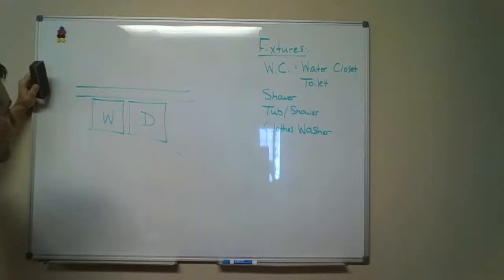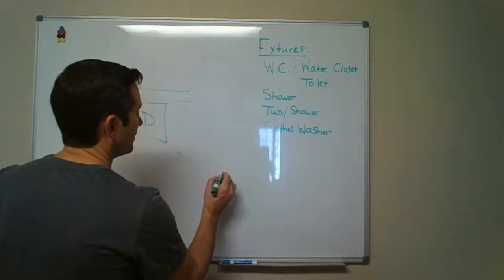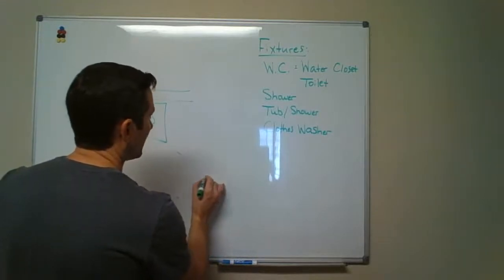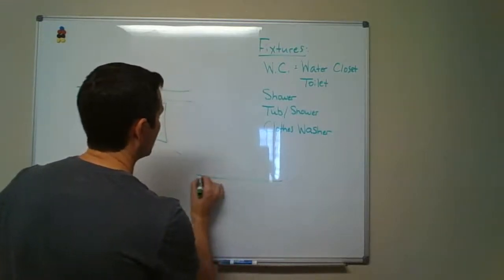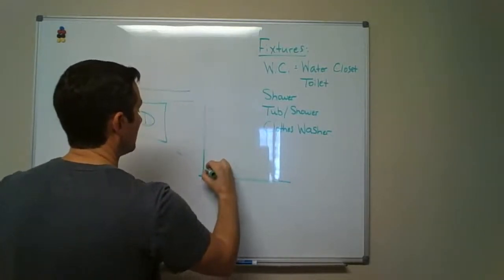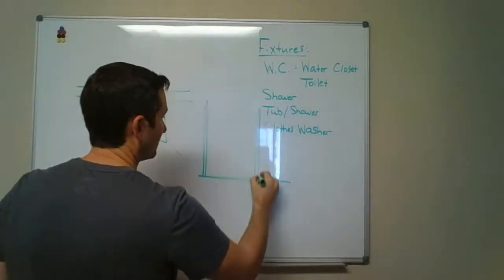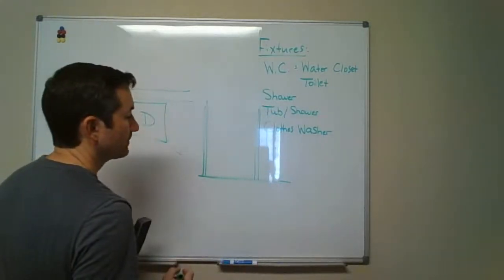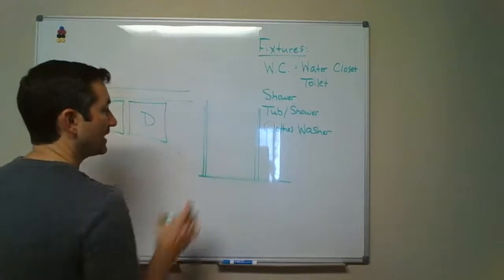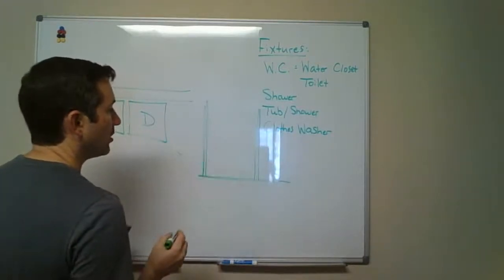Now, how that connection looks, if we were to look at this from straight on, okay, here's your floor, okay, here's your stud walls, okay, we're going to go put some plumbing in here. So what we're going to do is back in this wall, we're going to set a washer here, dryer here. This is looking straight into the wall.